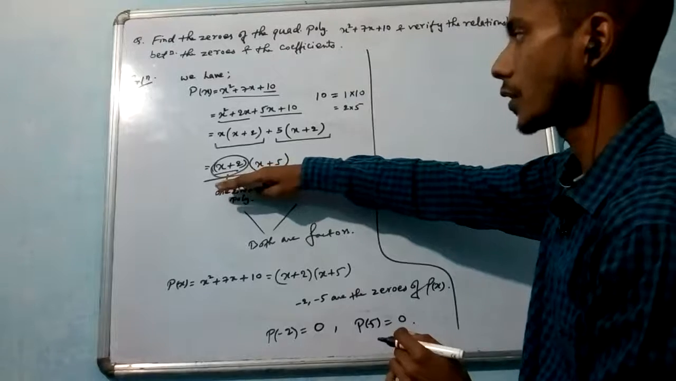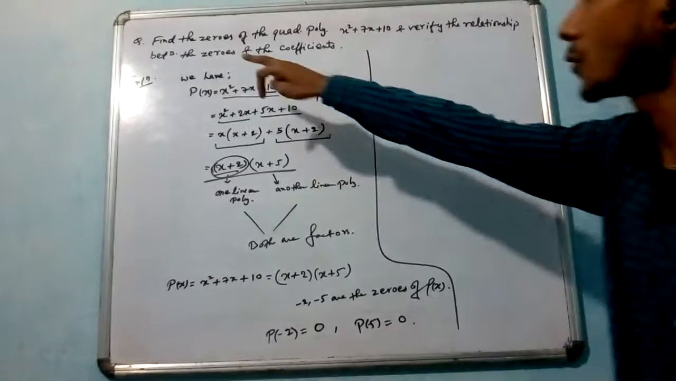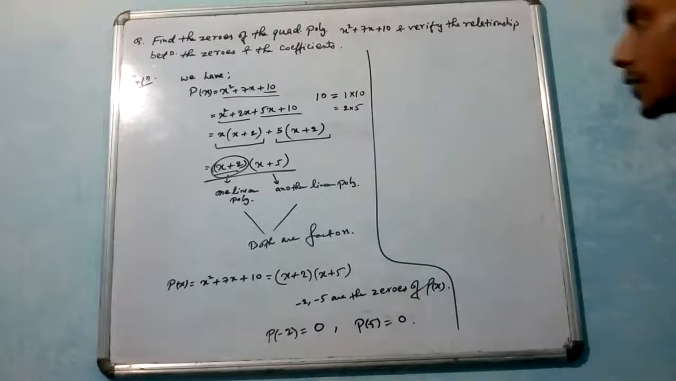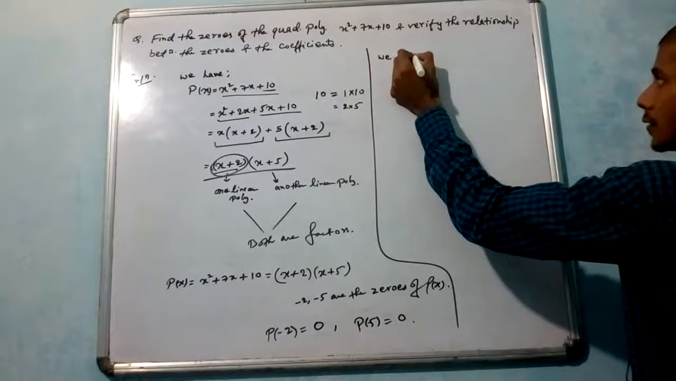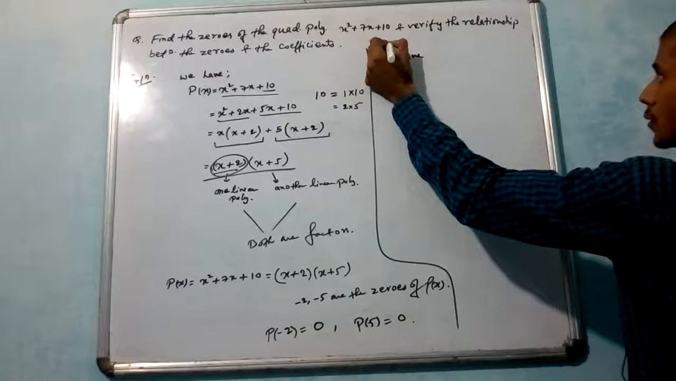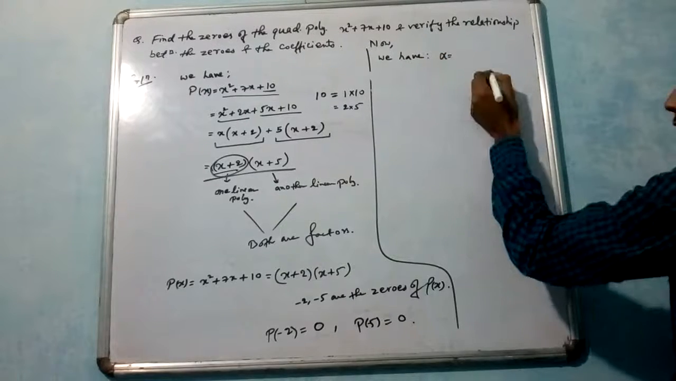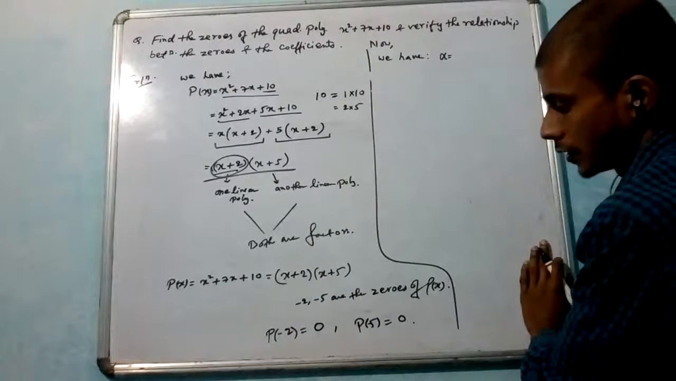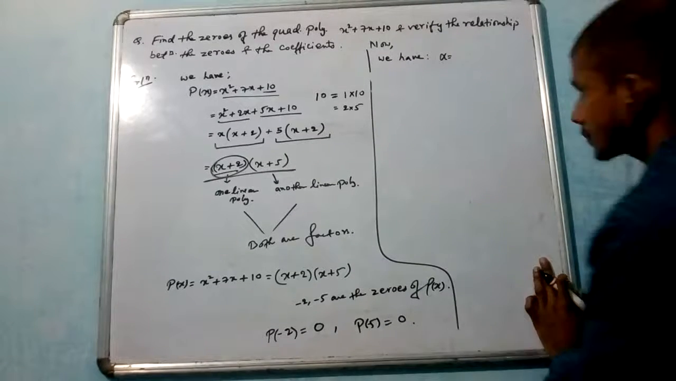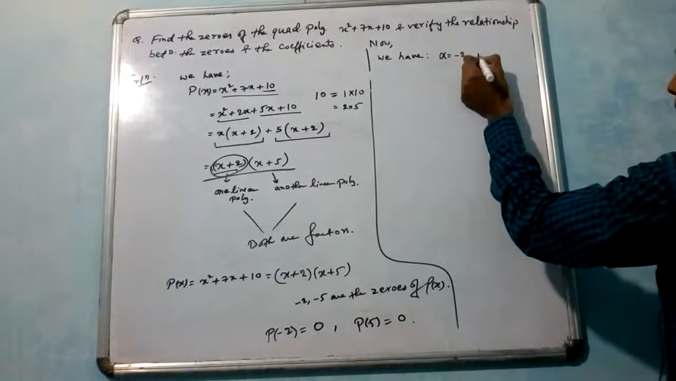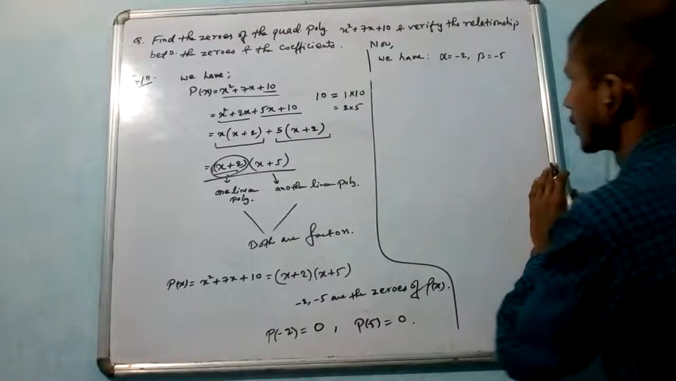Now the second part is asking to verify the relationship between the zeros and the coefficients. So what is alpha here? Alpha is either minus 2 or minus 5, anything. So let it be minus 2, and beta is minus 5. Fine.